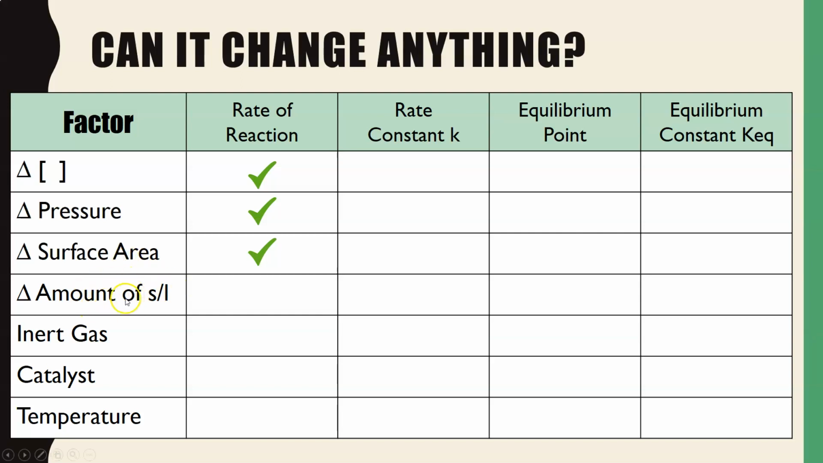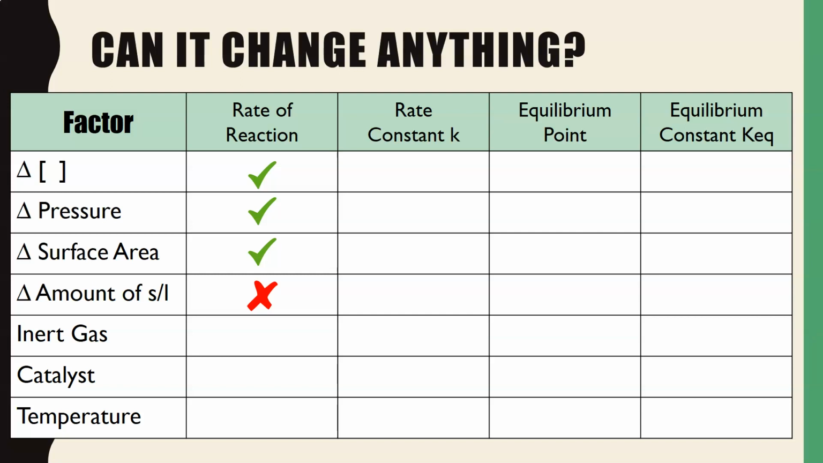Changing the amount of solid and liquid. Remember, that's the one that's kind of tricky. It doesn't technically change the reaction rate. It may look like the rate has changed, but that's only because you might have accidentally increased the surface area that's available when you added more of your solid or liquid. But adding the solid and liquid in and of itself does not change the rate. Remember, solids and liquids don't have concentrations, so be very careful about those types of questions.